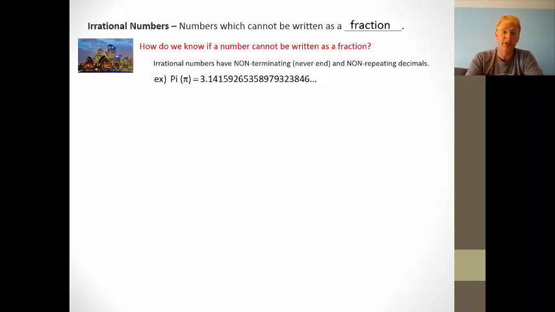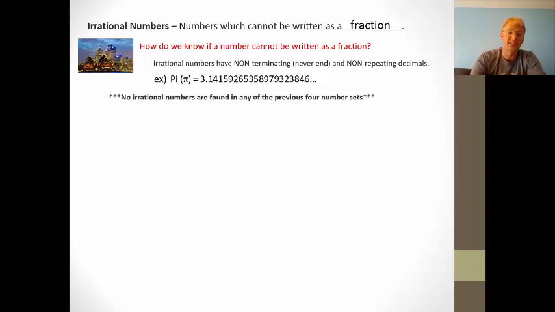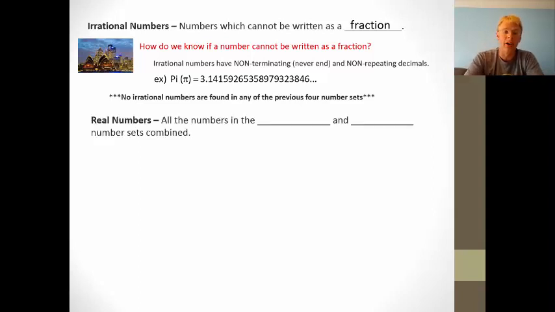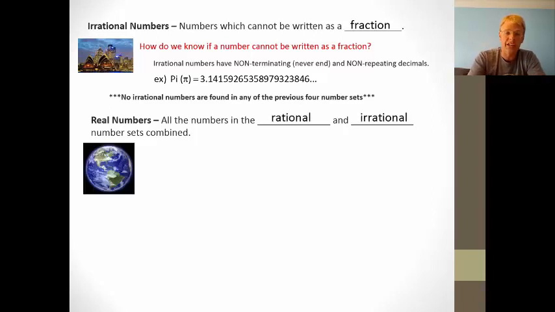We'll look at a number of different examples in our activities and some worksheets, but just make sure we understand that our irrational numbers and our rational numbers are completely separate groups that have nothing to do with each other. So what happens now if we take the rational numbers and the irrational numbers and put them all together? Well, we're going to get the real numbers. The real numbers are all the numbers in the rational and irrational number sets combined.